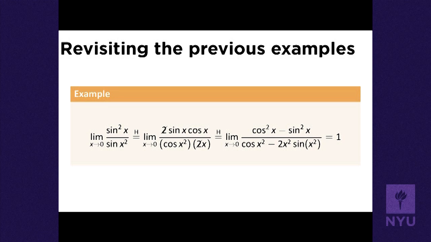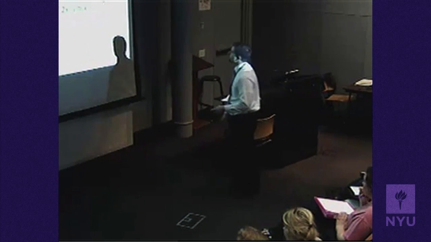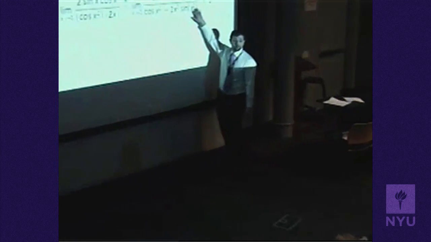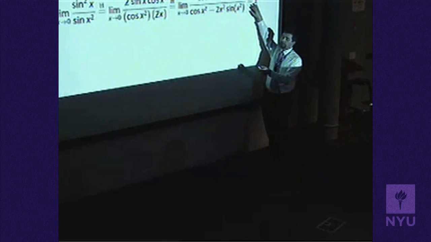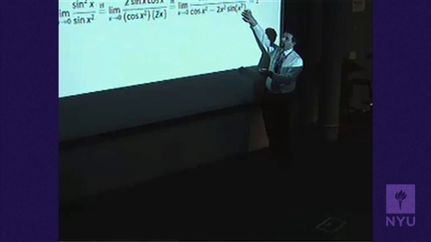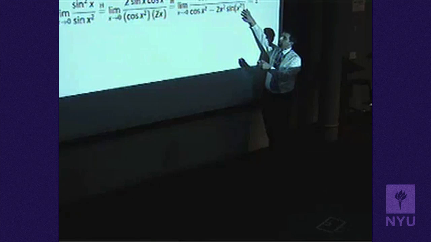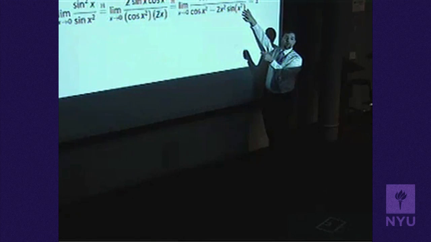Okay, so I get a limit of 1. Any questions about that process? Yes? This part right here? Okay. Remember that cosine of 0 is 1. So the denominator goes to 1 minus 0 times 0. The numerator goes to 1 minus 0.